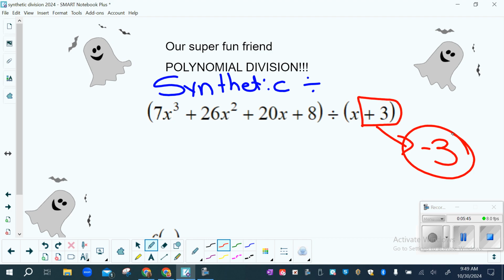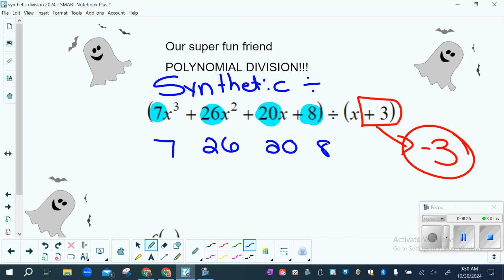Now stay with me. What we're going to be doing is using -3. That means we don't have any subtracting in this whole problem. Yay. So the first thing we do is deal with only the important parts. And the important parts of this problem are not the x's, it's the coefficients. So let's steal all of those numbers: 7, 26, 20, and 8.